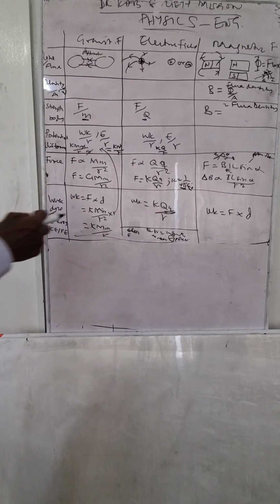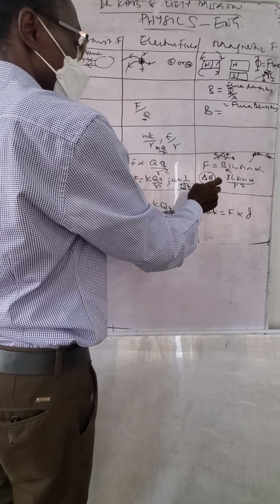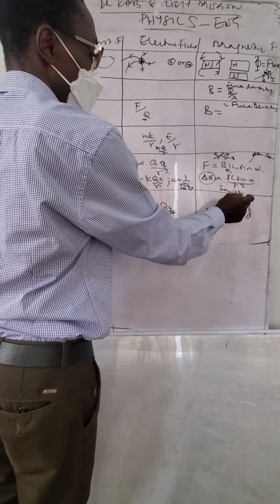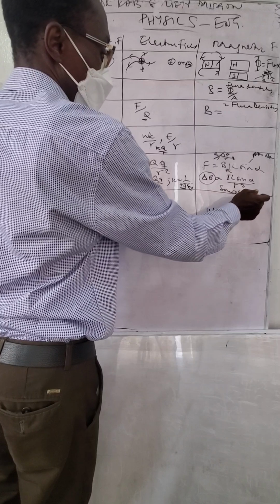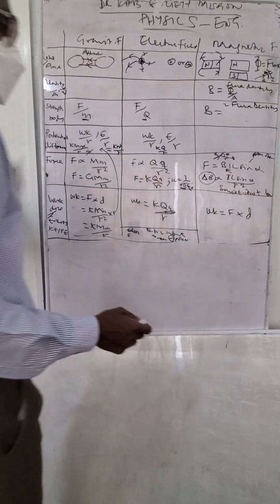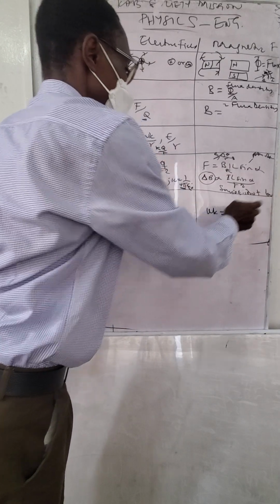Okay, so in that case, if F is proportional to this, it's also realized that B is proportional to this. This is from the Biot-Savart law. Okay, or as I say, the BS law. The law is there.